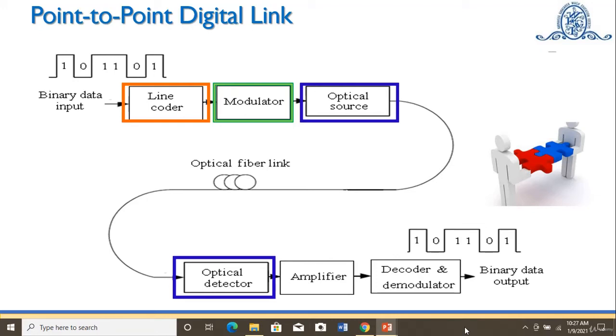It will convert the optical signal into an electrical signal, and then the data will be amplified by using an amplifier and then given to the decoder or demodulator. And the final output will be binary data output, which is the same data as we have sent from the transmitter.